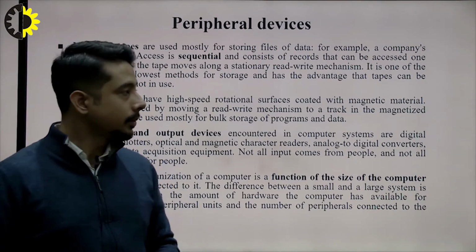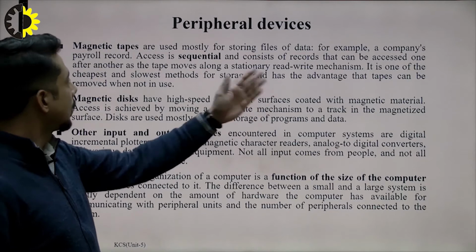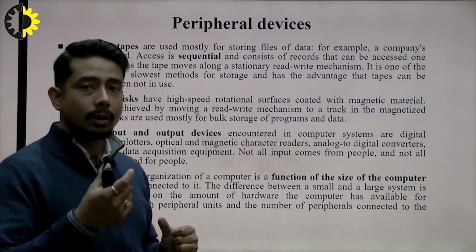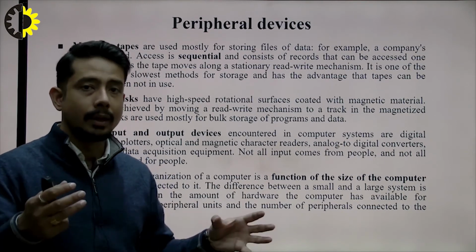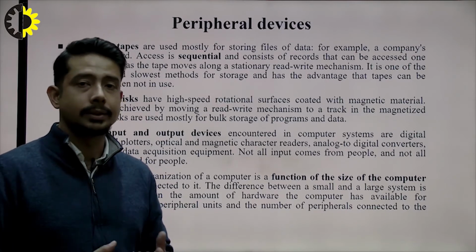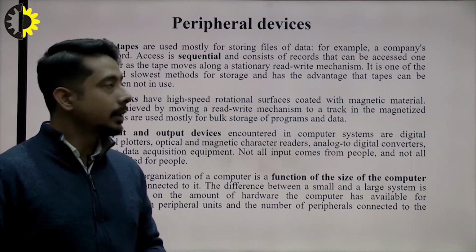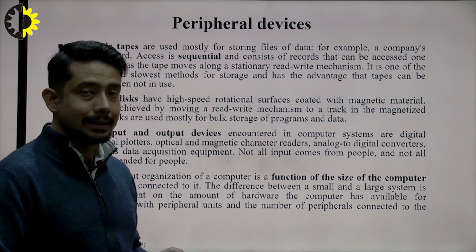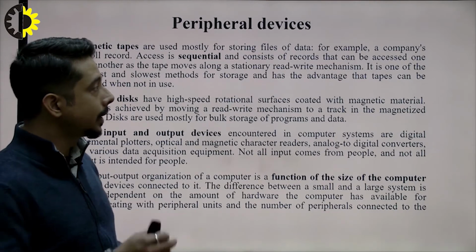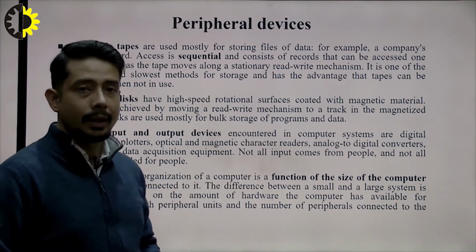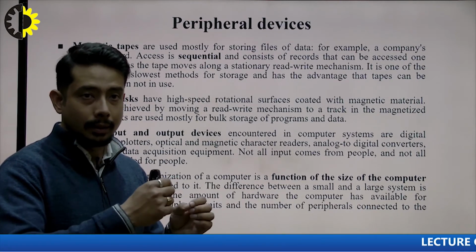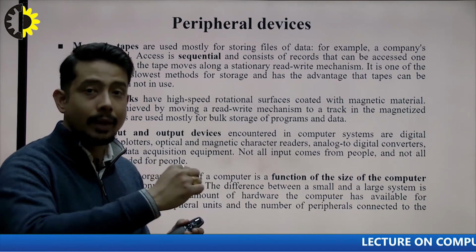For example, here a company's payroll record is given, and you need to store it. To store a company's payroll record, you need a bigger amount of space. For that you need an external hard disk, which is nothing but your magnetic tape. Now how is accessing generally done? Let us check it out. Access is sequential and consists of records that can be accessed one after another, and this is done as the tape moves along a read-write mechanism.